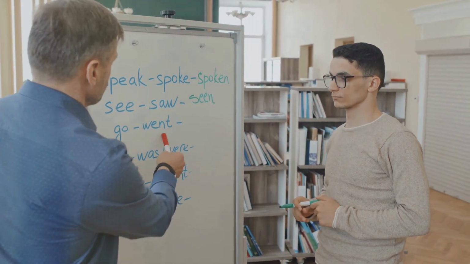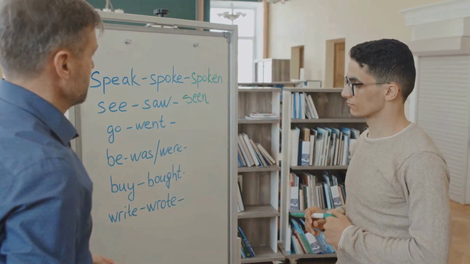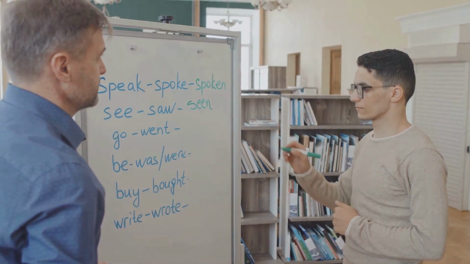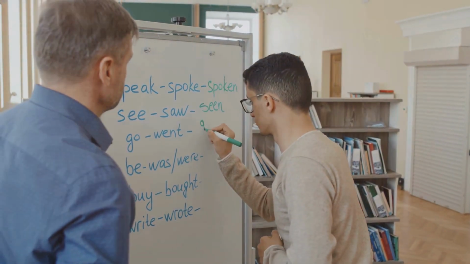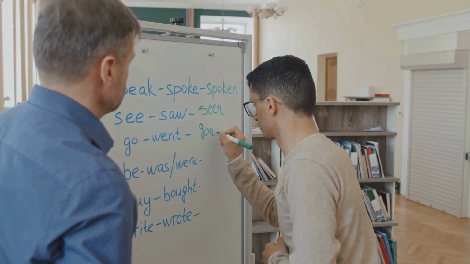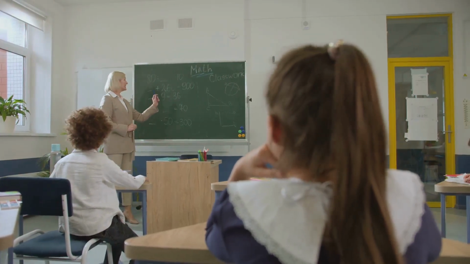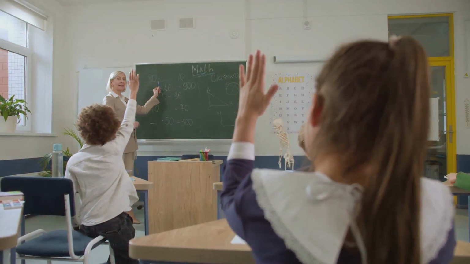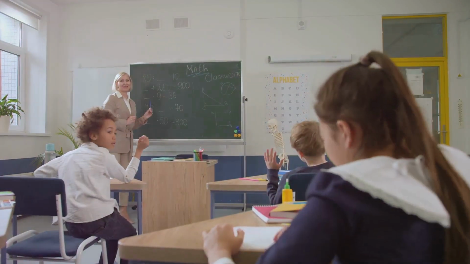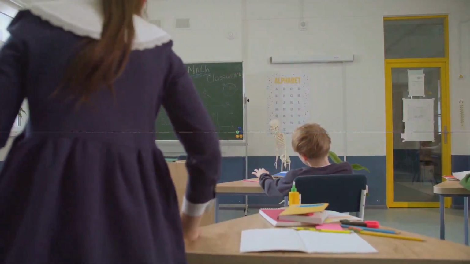But wait, it's not always as simple as adding an S. For verbs that end in Y, like try or fly, we change the Y to I and add ES. So it becomes tries and flies. And then we have special cases like do and go. For these, we don't just add an S, we change the word entirely, so he does and she goes.